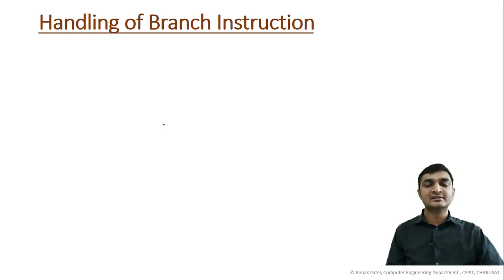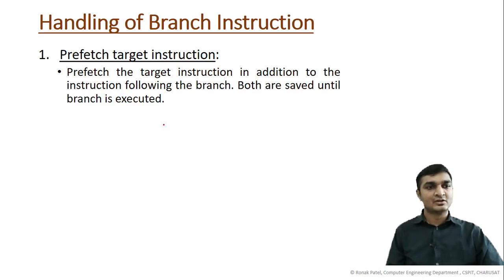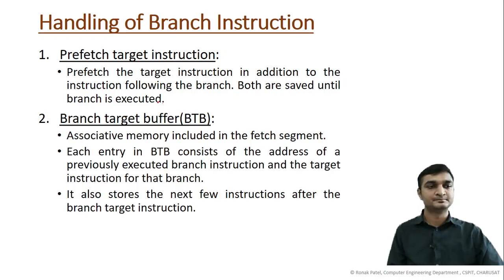So how to handle this branch instruction? First is prefetch target instruction. Prefetch the target instruction in addition to the instruction following the branch, and both are saved until the branch is executed. So we are not only storing the next instruction, but we are also fetching the target instruction. If this condition goes okay, then what will be the target instruction? That also we are storing.